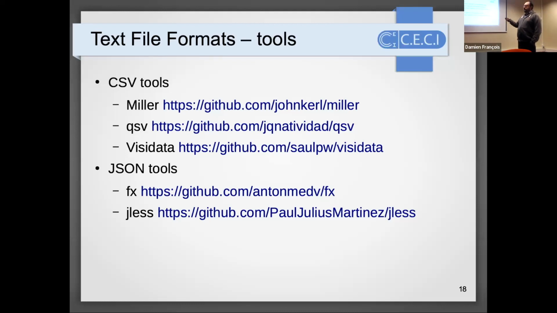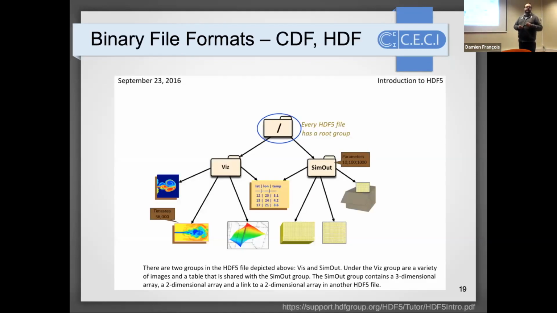So for instance, Miller is a nice little command line tool that allows you to manipulate the data in a CSV file without having to either use Vim or import it in Excel. Here, fx also is a nice tool for the JSON file format. These are text file formats, meaning that when you display the file in the command line, you actually see what's in there. But it's also important to use binary file formats when necessary.